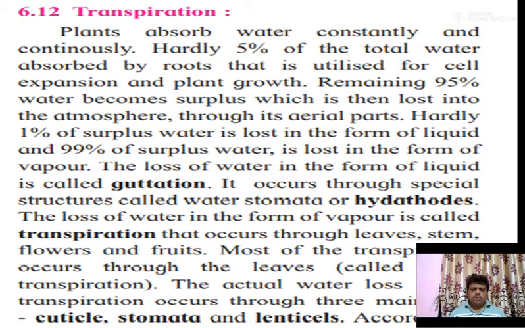Hardly 1% of the surplus water is lost in the form of liquid, and 99% of the surplus water is lost in the form of vapor. The loss of water in the form of liquid is called guttation. I repeat, the loss of water in the form of liquid is called guttation. It occurs through special structures called water stomata or hydathodes.